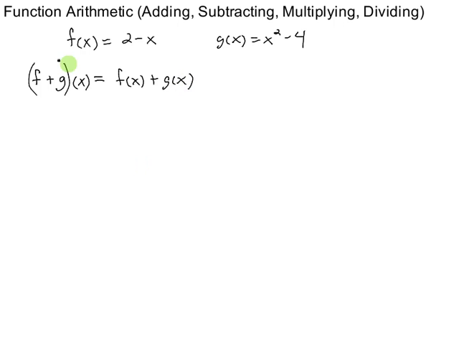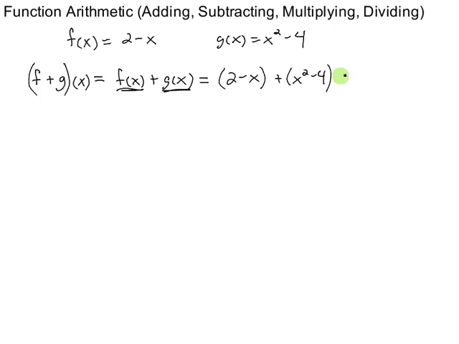It's not the distributive property. We're not distributing the x through here, okay? So don't get that in your mind. X is the input to this function, and the name of this function is f plus g, and its definition is this. So what this means is we need to find f of x, which is 2 minus x, and we need to add to that g of x, which is x squared minus 4.